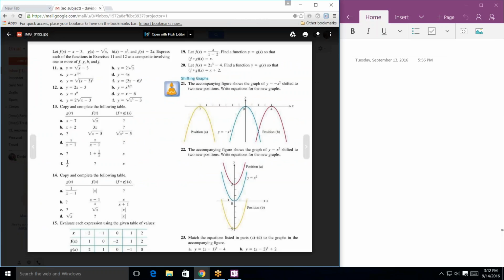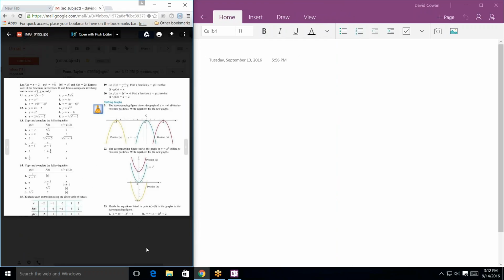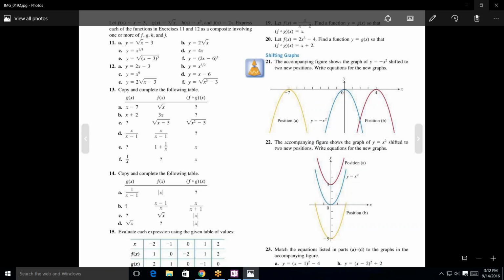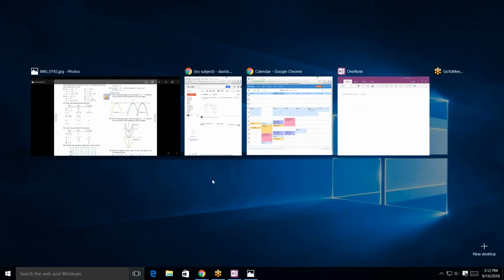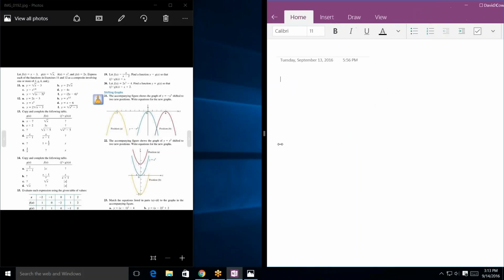Is there a place you want to start? The homework is 11 through 16. All right. So let's look at 11. Let me download this. I seem to be able to have more control over the image when I download it as opposed to just bringing it up. All right.